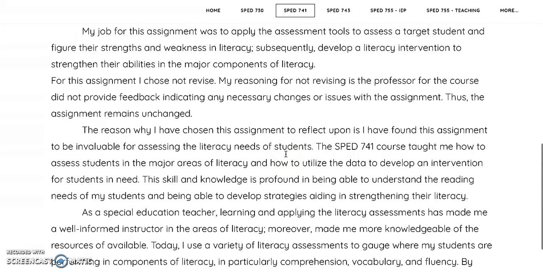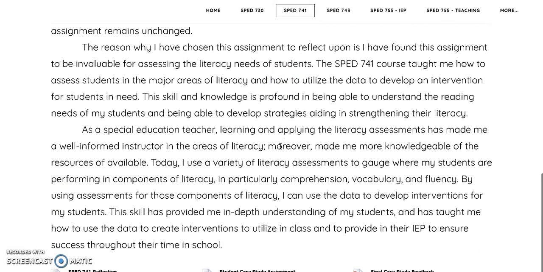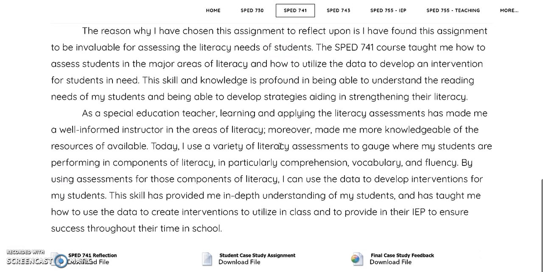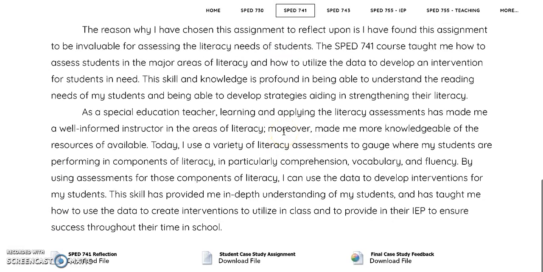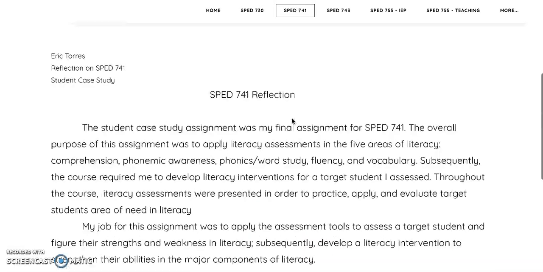Revisions for this assignment were not needed. The feedback from the professor did not indicate that I needed to make any changes. And for this assignment, I took an objective approach, an objective point of view. The data was used throughout the assessment of the student, and I used that data and incorporated it in my reflections.